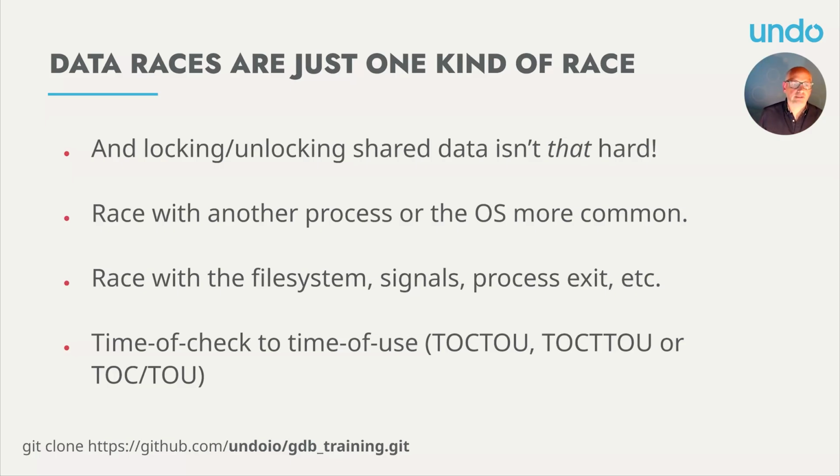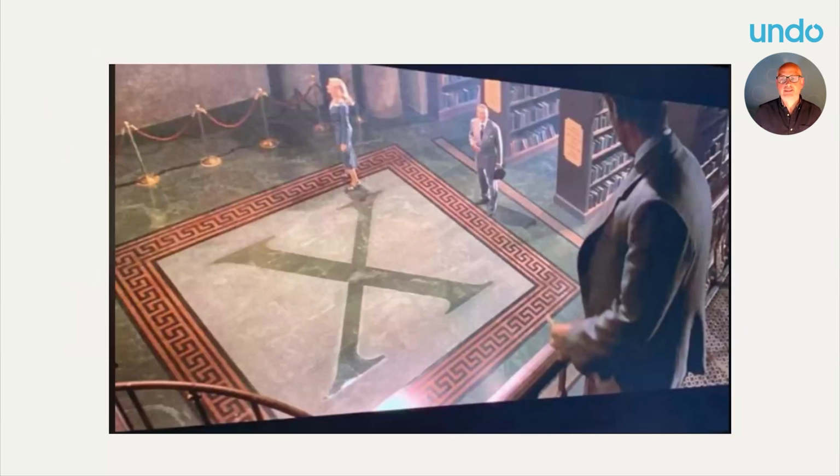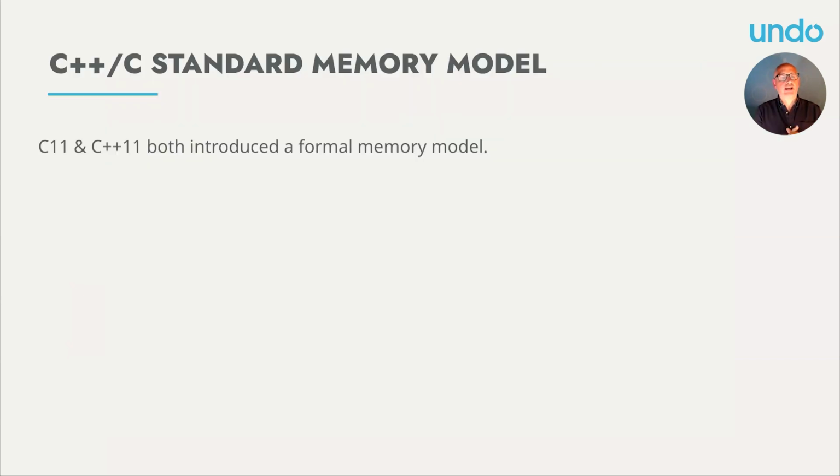So I think, yeah, that's it. And of course, ThreadSanitizer and Helgrind won't help you with those different kinds of race, which I think are probably the majority. So yeah, the canonical race: X never marks the spot, except when it does. Okay, let's get in quickly.